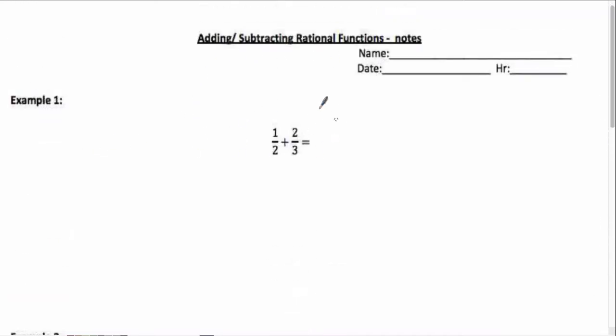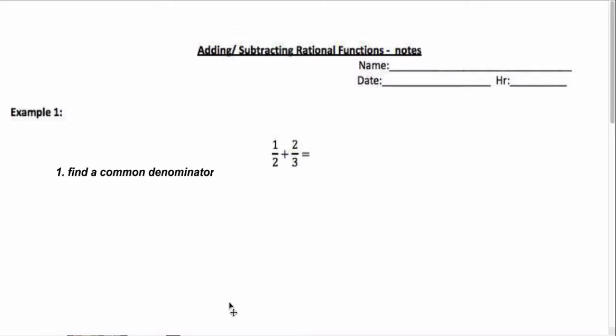All right, so what would be the first thing we would need to do to add some fractions? Well, first we find a common denominator. And a lot of times that means just multiplying the denominators together. So 2 times 3 would give me 6. So I know that each of these fractions is going to have a denominator of 6.